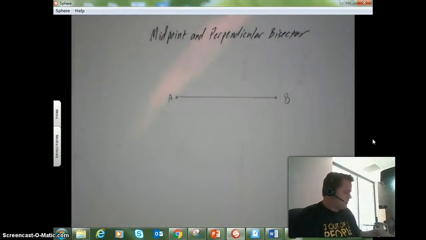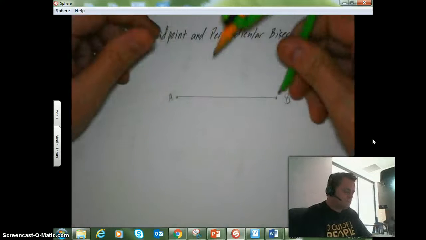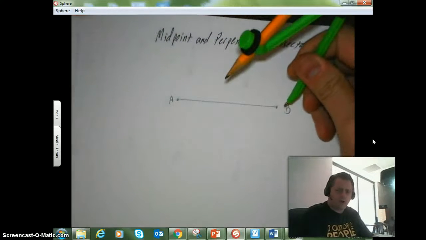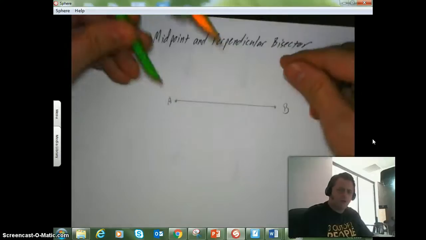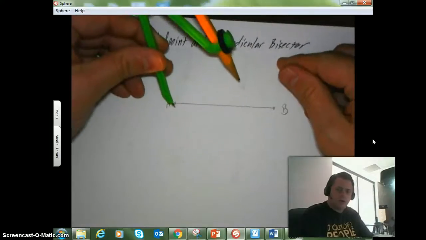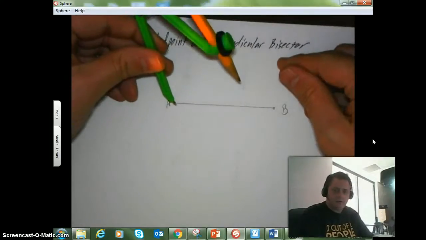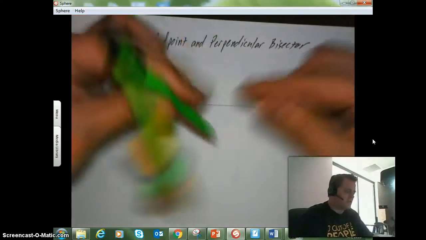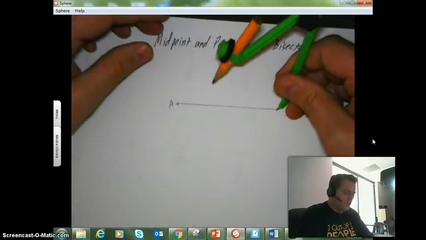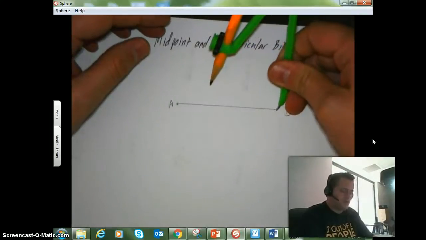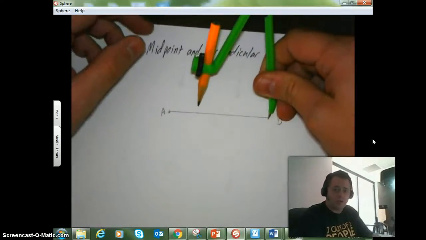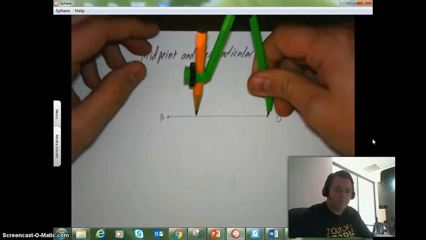The way we're going to find the midpoint: I'm going to do this with my right hand, obviously because I'm right-handed. If you're left-handed, you might want to hold it over here. At some point, you'll have opportunities to use both hands and become slightly ambidextrous. What I'm going to do is place the point of my compass at either of the endpoints, A or B. It really doesn't make any difference.